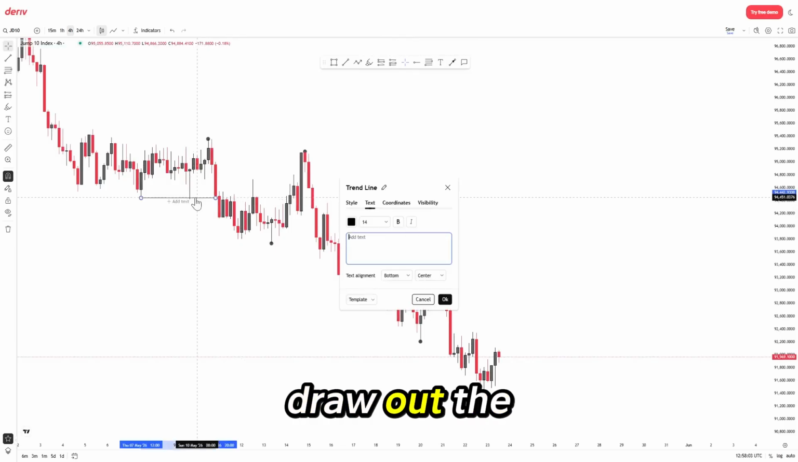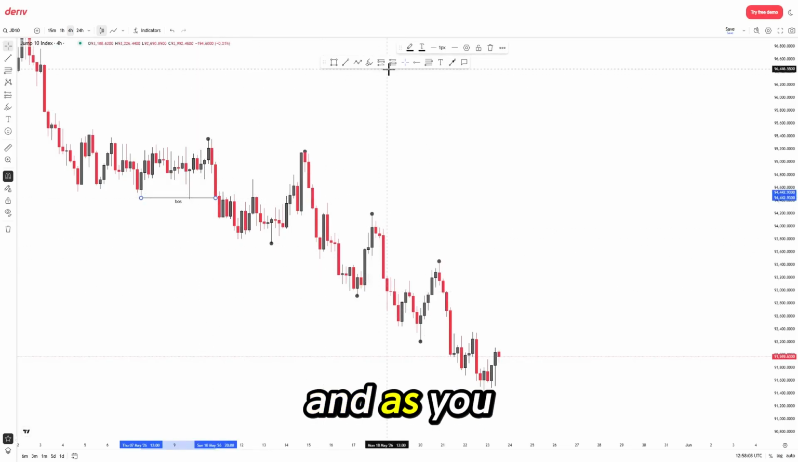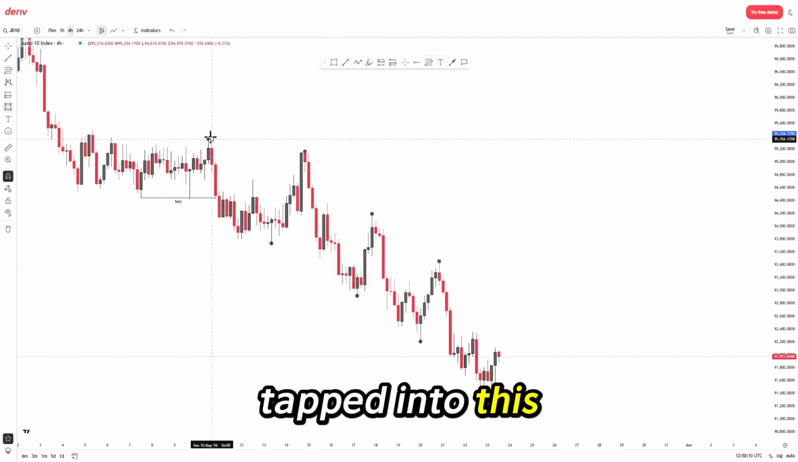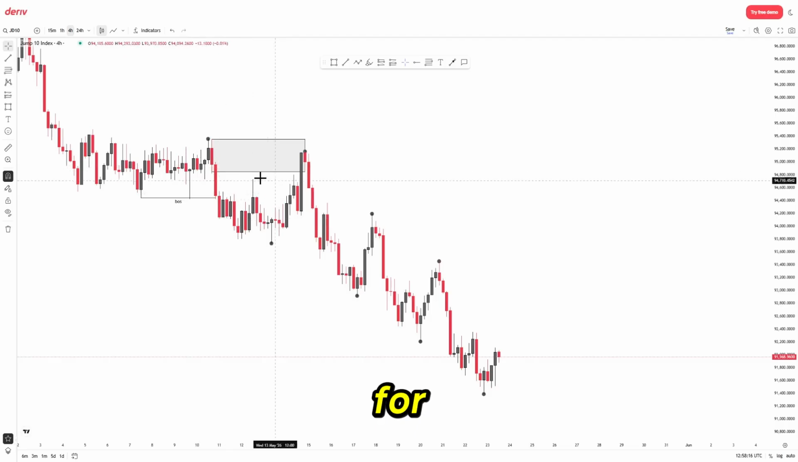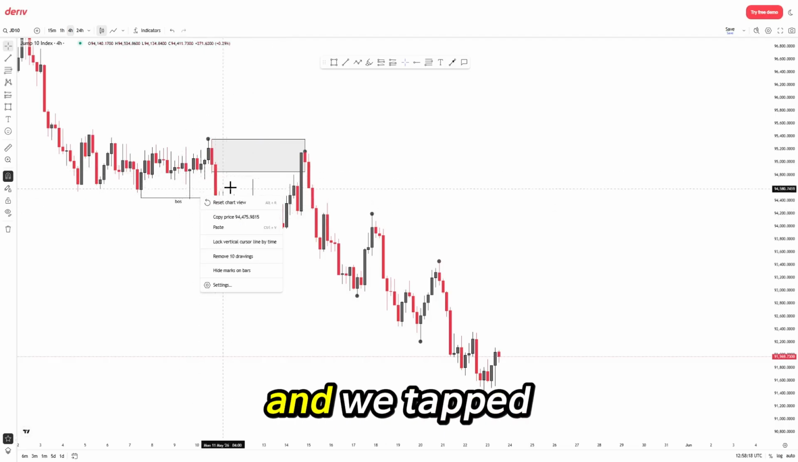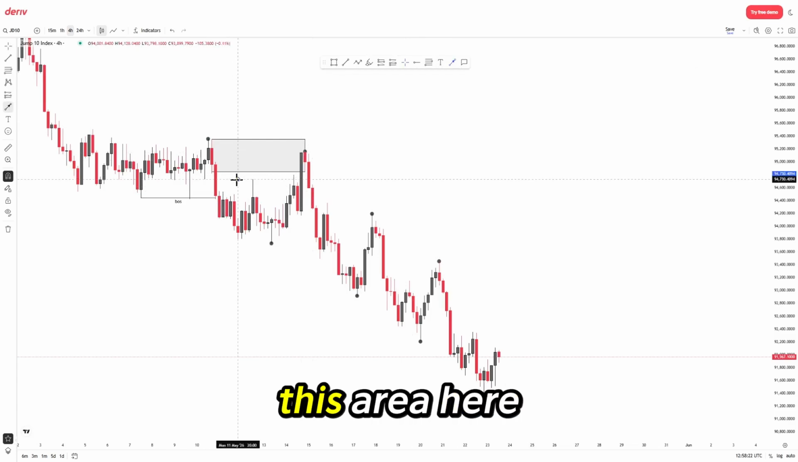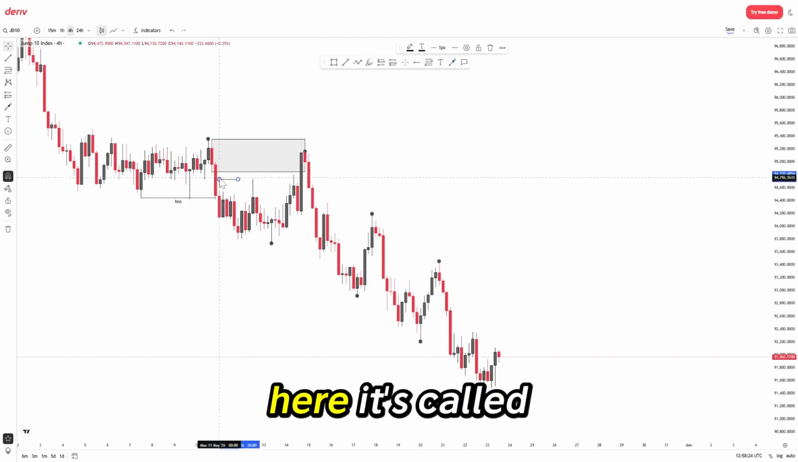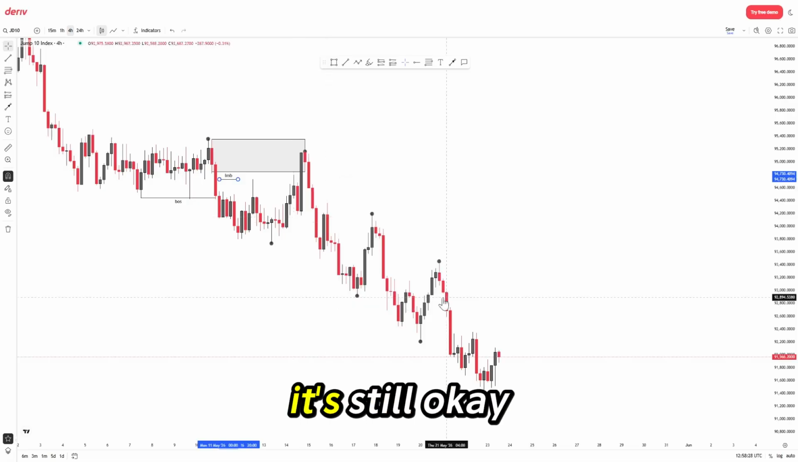So now we draw out the structures. So this is the BOS to the downside, and as you can see, we tapped into this order block here. This order block right here is the one that is responsible for the break of structure, and we tapped into the fair value gap. Obviously there is a gap within this area here, so this gap here is called an IMB or inefficiency, however you want to call it, it's still okay now.